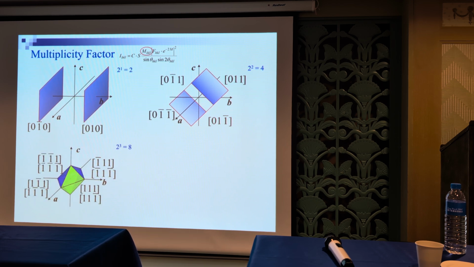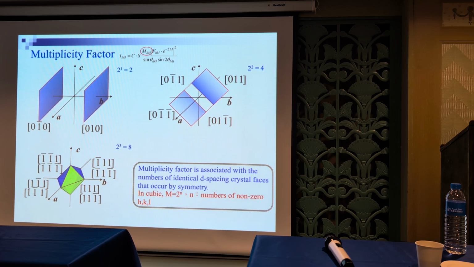And so does the 011 and the 111. They have different duplicate factors. So for the 010, they have a multiplicity factor of 2. But for the 011, they have a factor of about 4. But for the 111, they have a factor of about 8. So typically for the cubic structure, we can say the multiplicity factor is proportional to 2 to the n, where n is the number of non-zero HKL indices. But for the tetragonal or orthorhombic phase, they may not follow this equation.